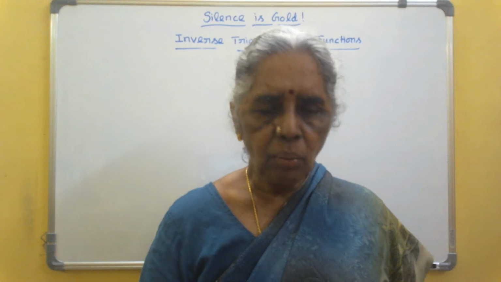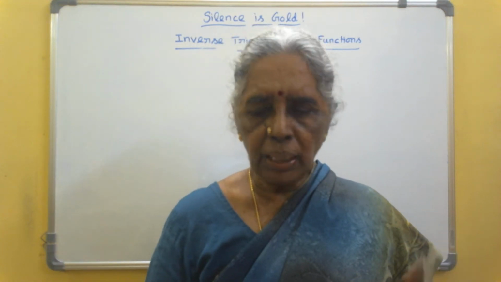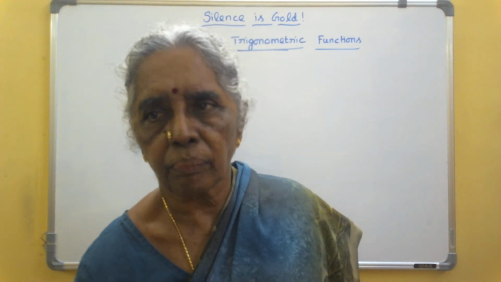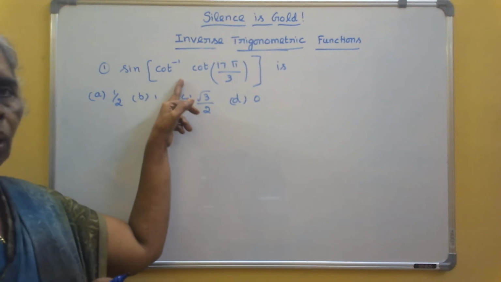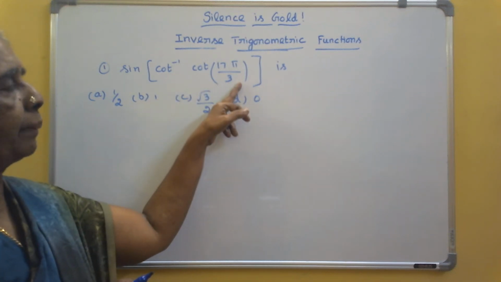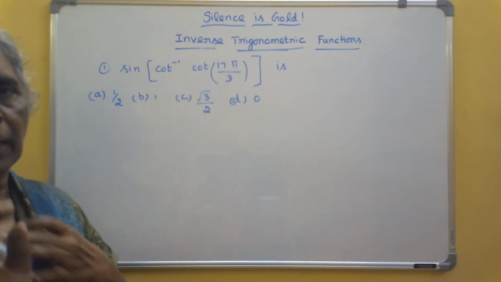Okay. So now let us hope that you know all these things thoroughly. We will go on to the MCQs now. First sum: sine of cot inverse cot 17 pi by 3 is, and 4 options are given. Always start from the inner bracket.